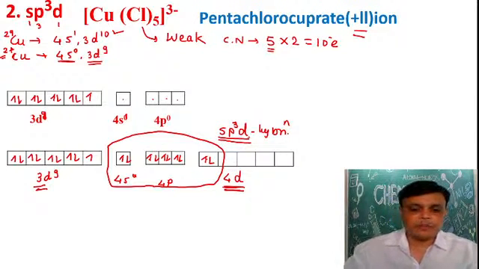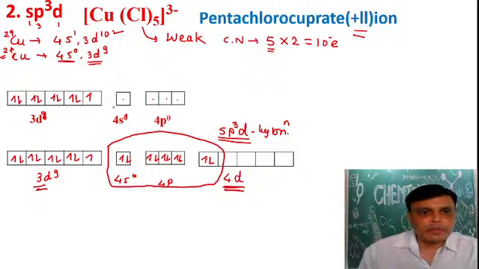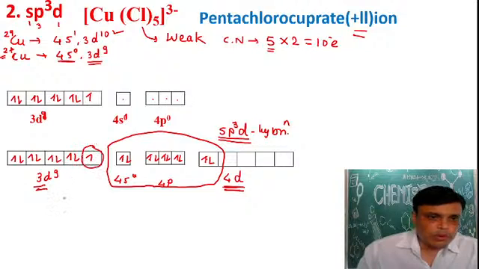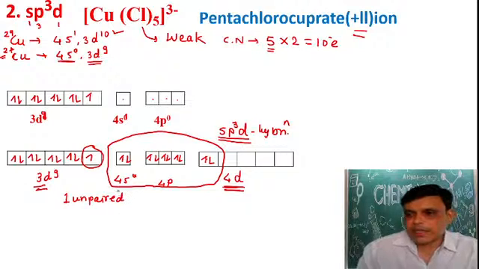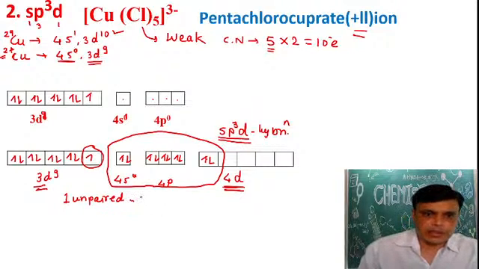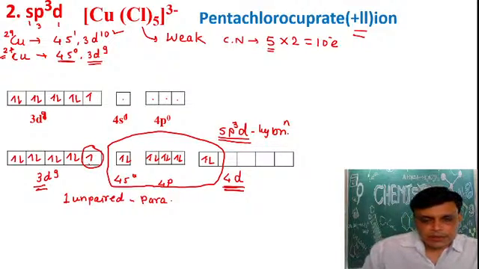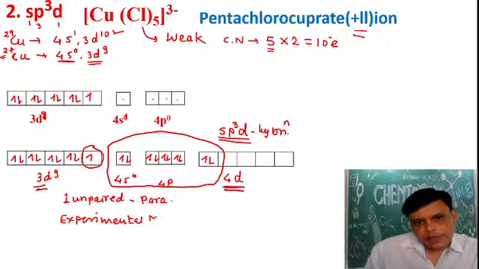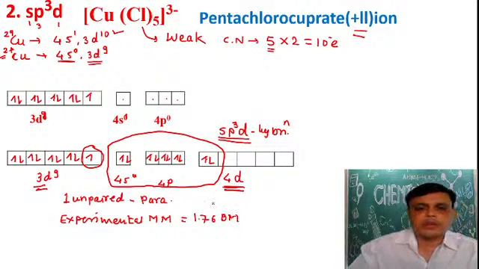This is the difference. Now see the number of unpaired electrons. Only one unpaired electron is there. That means this complex is paramagnetic. एक unpaired electron से तो complex will be paramagnetic. ठीक है? Then its experimental magnetic moment is 1.73 BM. This is experimentally calculated by using the Gouy's balance.